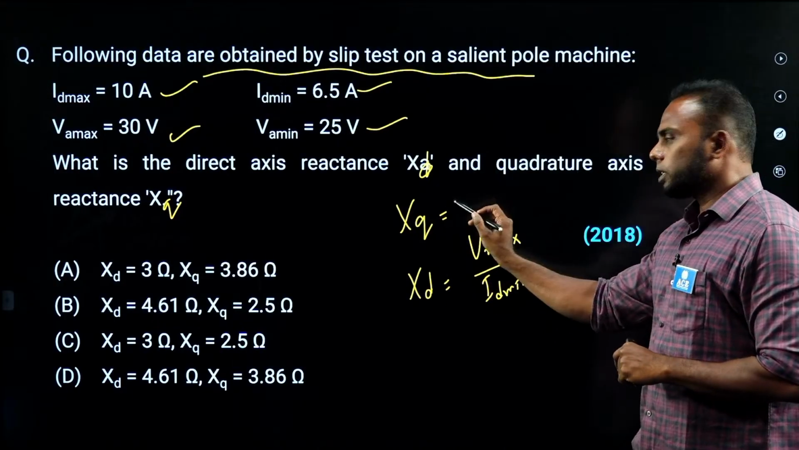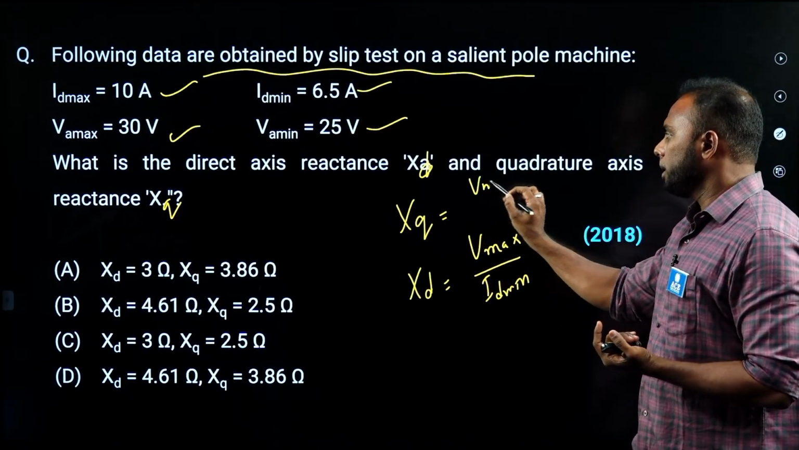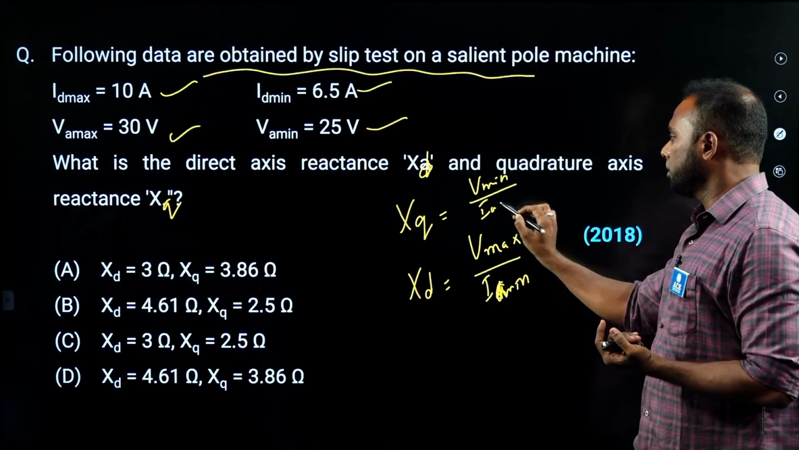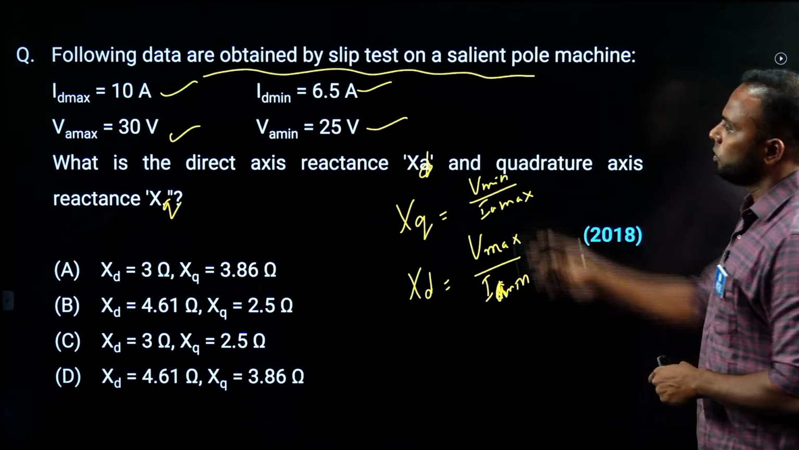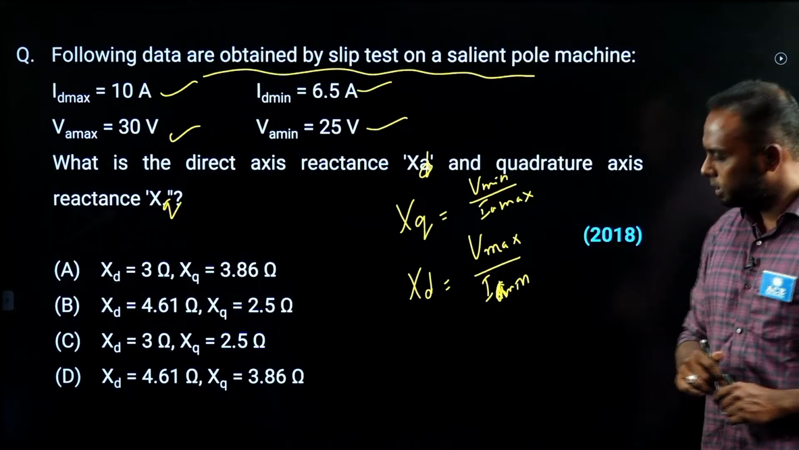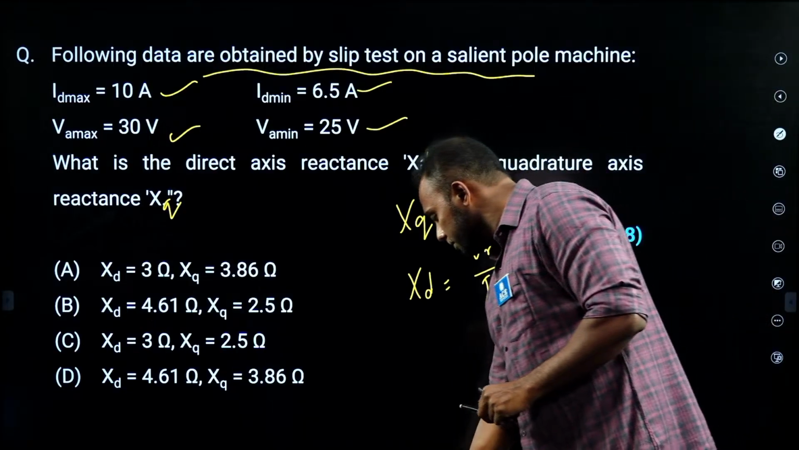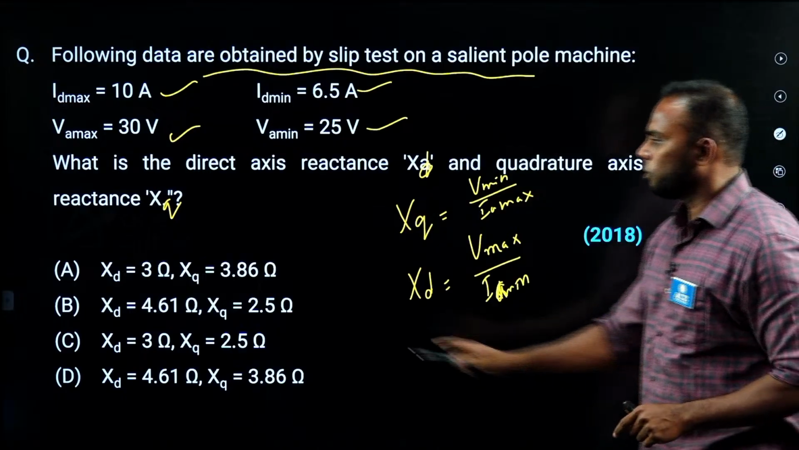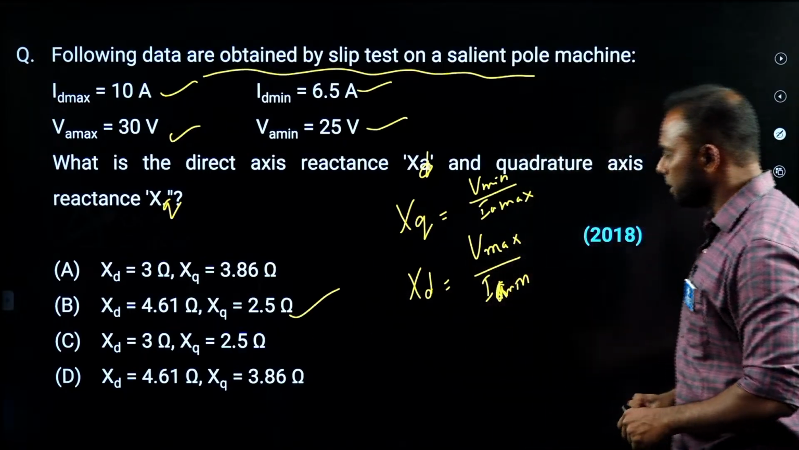And what is XQ? Opposite. Directly you can take V minimum divided by IA maximum. Now you can substitute here and you will get the answer. Check which option is coming. Yes, 4.61 and 2.5 will come. Check it. Direct substitution.